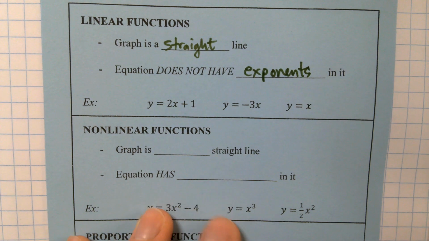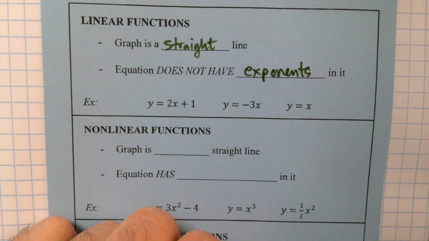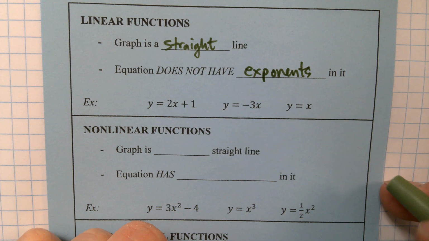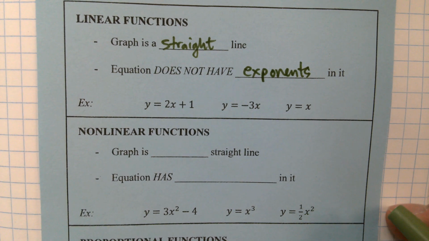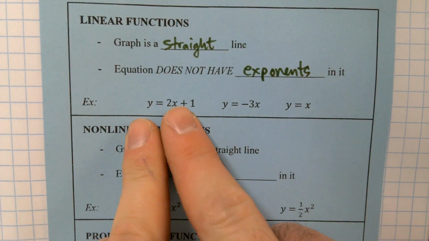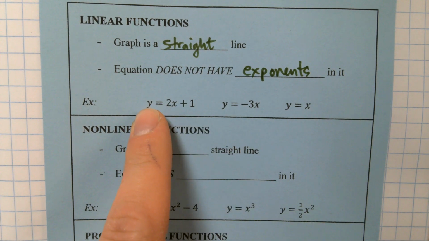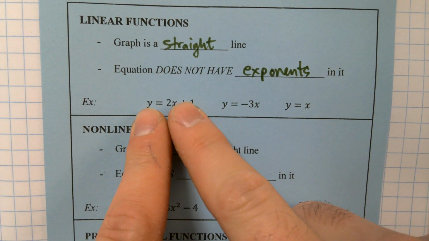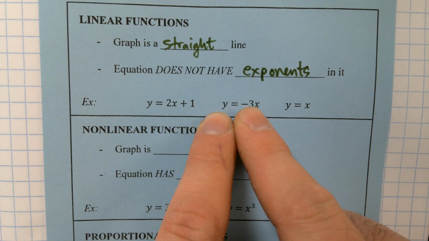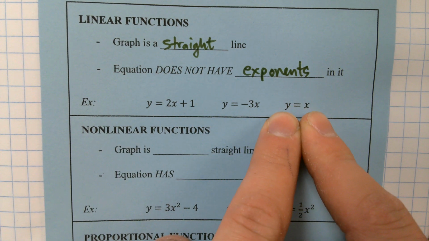You guys know what an exponent is? We just did volume. You definitely know what an exponent is. It's the little number up on the top. Some examples of linear functions would be y equals 2x plus 1, y equals negative 3x, and y equals x.